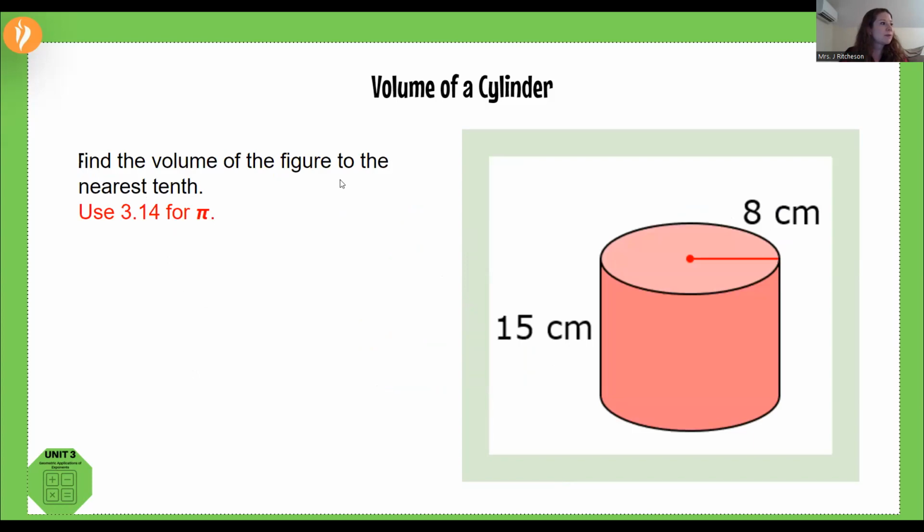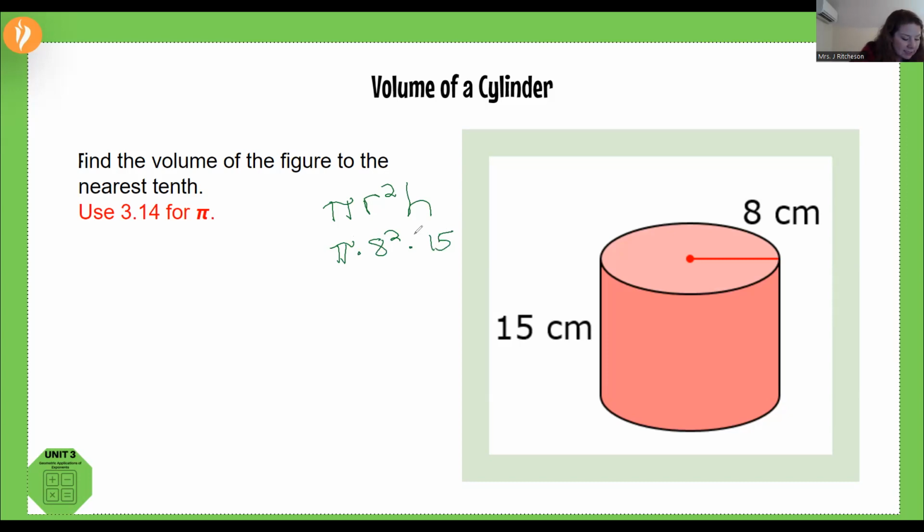All right, so let's look at this one. Find the volume of the figure to the nearest tenth. So once again, I'm going to first find the answer in terms of pi. So I'm going to use my formula. The volume is pi times the radius squared times the height of the cylinder. So I'm going to bring down my pi symbol. I'm going to square 8, which is 64. I'm going to multiply 64 times 15.